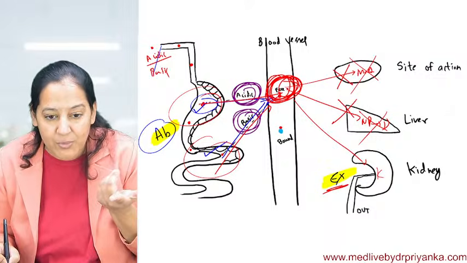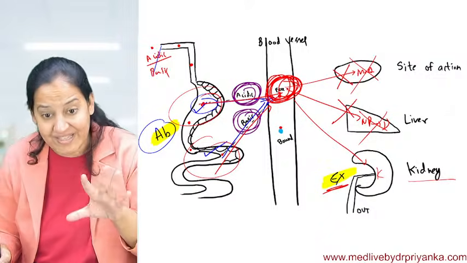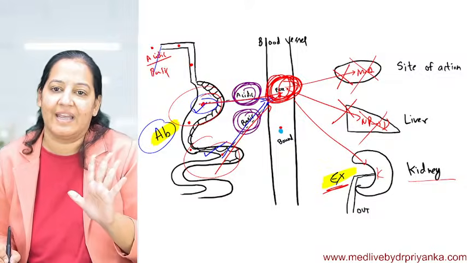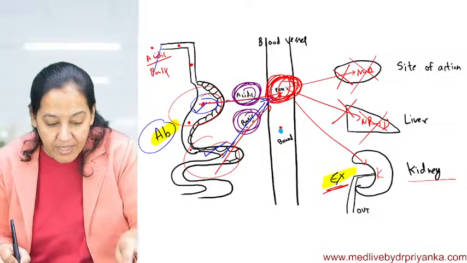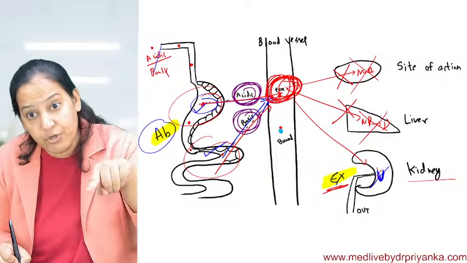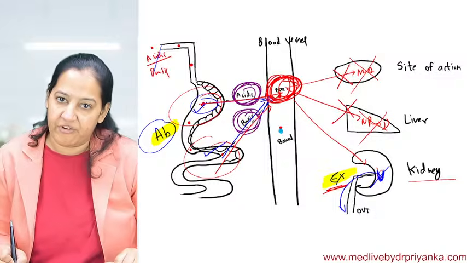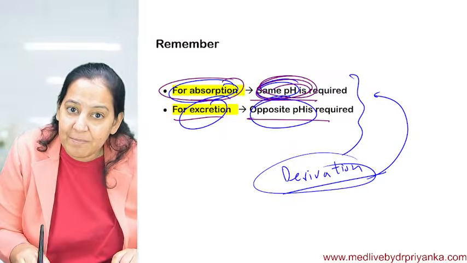We don't have two organs, one for acidic drugs, one for basic drugs. For excretion, only one organ is there, kidney. In the kidney, urine is formed, and drugs get excreted via urine. Urine can have two different pH. For excretion, opposite pH is required.